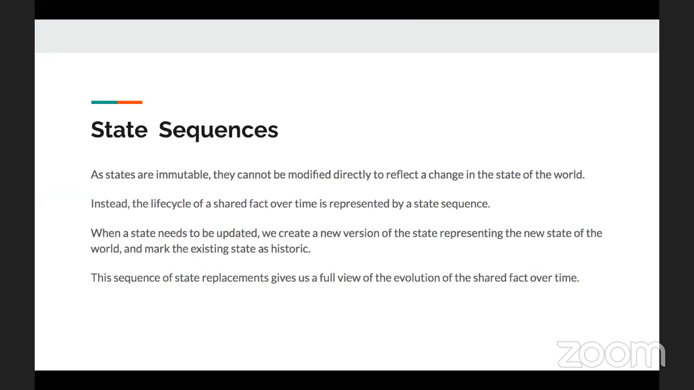States will have a sequence. So there is a life cycle of a state in Corda. When we need to update a state, we need to create a new version of the state, because in its existence, every state exists as an immutable entity. Hence, when we need to update it, we have to create a new version of the state.